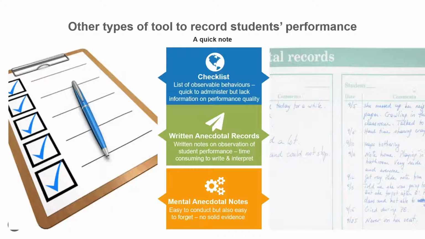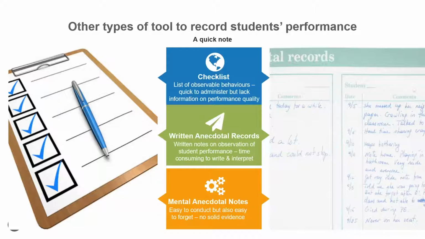Mental anecdotal notes. Mental means you remember, and usually good instructors, over the years of their teaching, are actually doing mental anecdotal notes. When they are teaching, and after their class, they will write it down. Then from the mental, it changes to written.